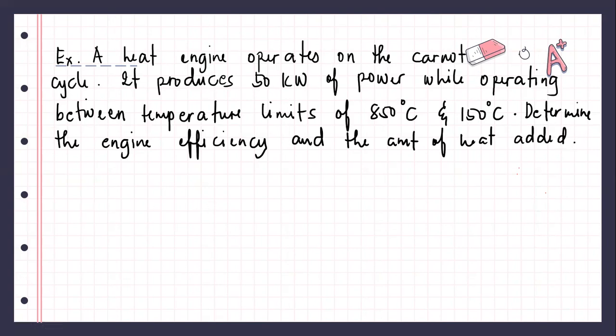Okay. Now, a heat engine operates on the Carnot cycle. It produces 50 kilowatt of power while operating between temperature limits of 850 degrees Celsius and 150 degrees Celsius. Determine the engine efficiency and the amount of heat added.